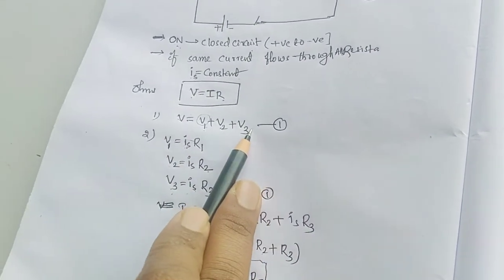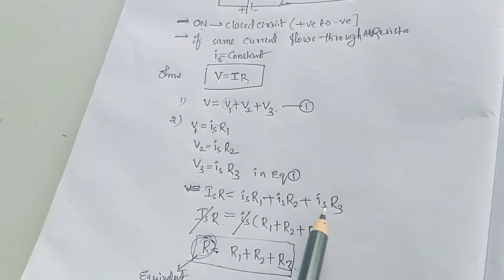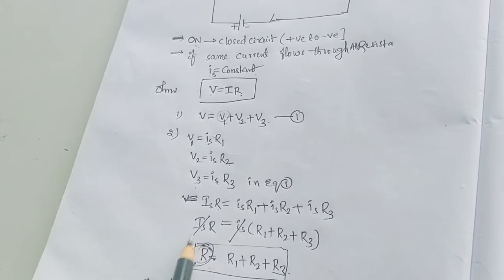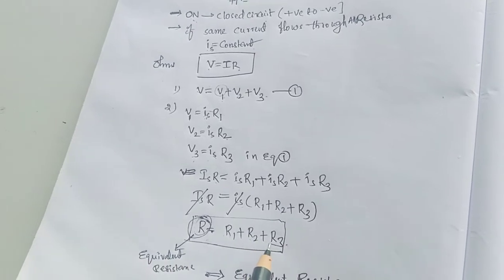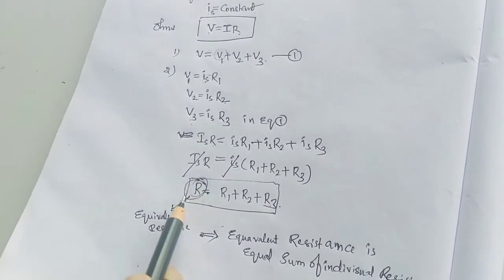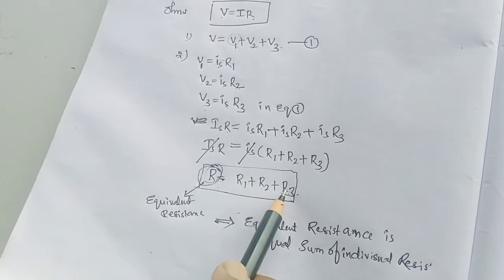We substitute these V1, V2, V3 values in equation 1: Is R, Is R1, Is R2, Is R3. From this Is is common, so it gets cancelled. Then what will we get? R is equal to R1 plus R2 plus R3. Finally, we write the very important point: the equivalent resistance is equal to the sum of the individual resistors.